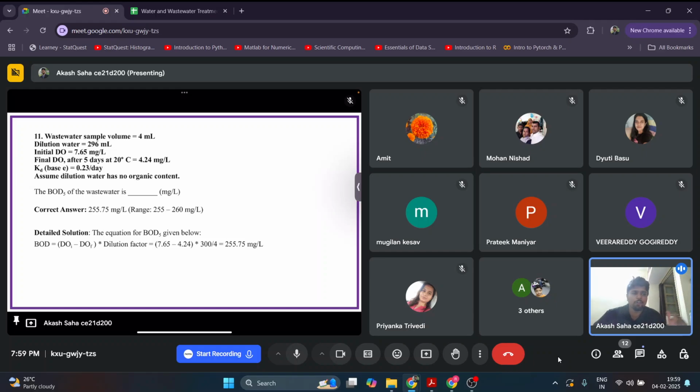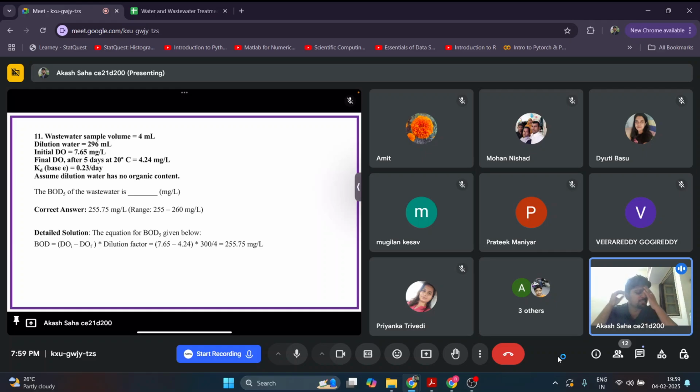So the total volume will be 4 plus 296, 300 ml, and the sample volume is 4 ml. So this gives the dilution. You can see how much dilution has been done. Roughly 75 times dilution has been done. So for a BOD of 255, which we came to know after this, 75 times dilution has been done.